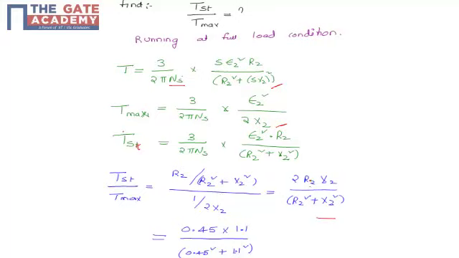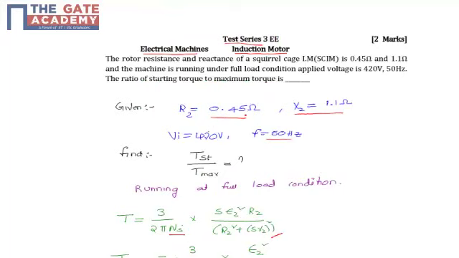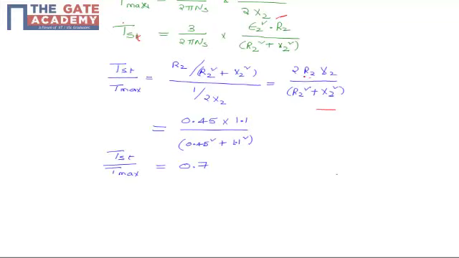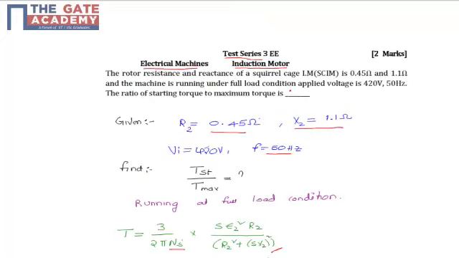We know the values R2 as 0.45 and X2 as 1.1. Substituting the values of R2 and X2 in this formula and solving, we get the ratio of starting torque to the maximum torque as 0.7. This is the value of the ratio of starting torque to the maximum torque.